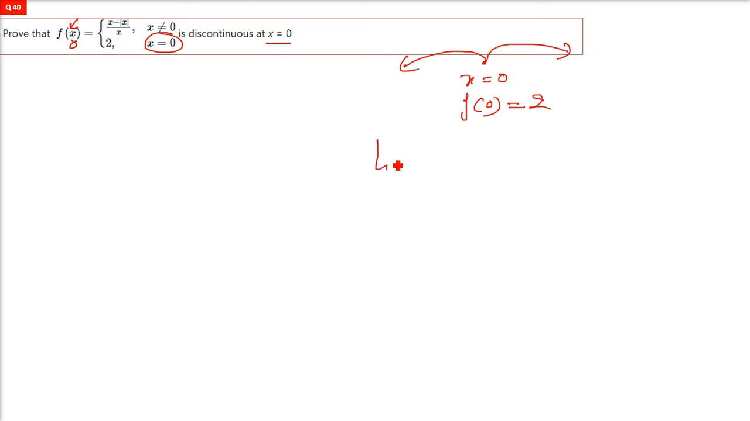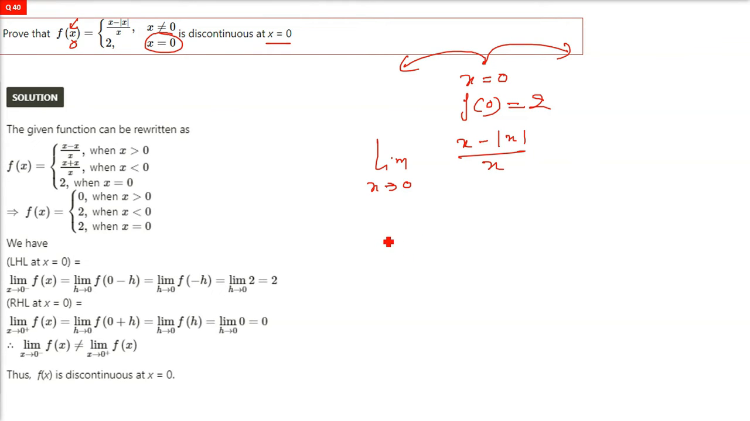What will be the limit? Or you can directly find out the limit. See, limit x tends to 0, what do you get? x minus mod x by x. But there will be some problem, because for this mod x at x, you will put minus h or plus h. So we'll use the modulus fundamental here. When we have a point which is just behind 0, it is 0 minus h. In front of 0, it is 0 plus h.